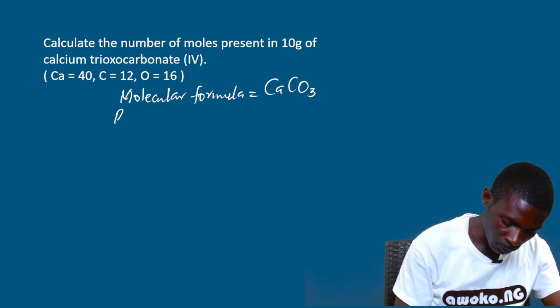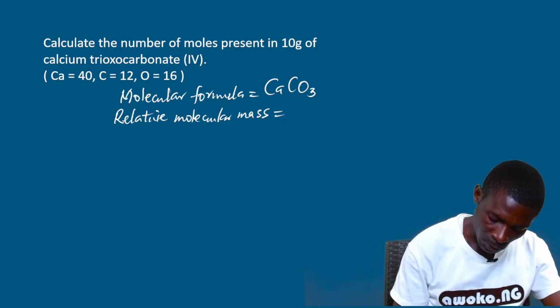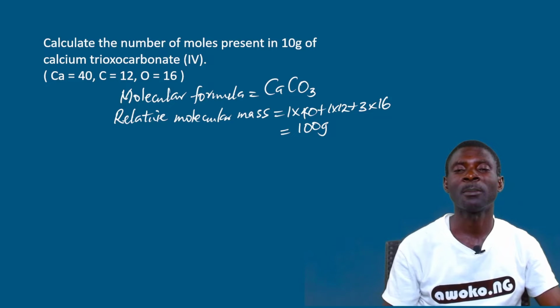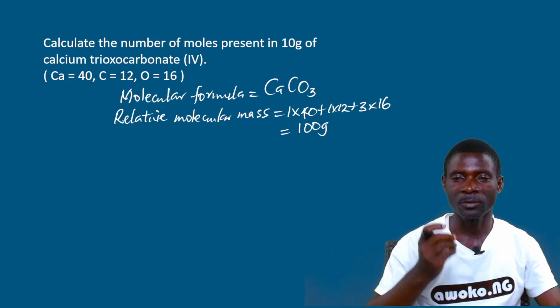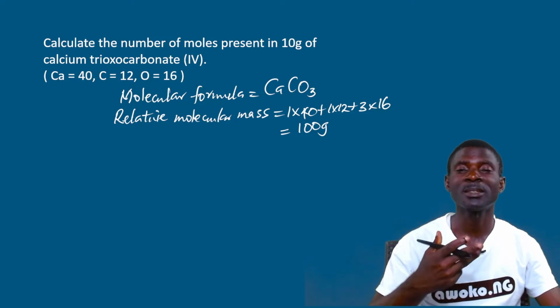Next thing we'll do is to look for the relative molecular mass. Of course, this will give us 1 multiplied by 40 plus 1 multiplied by 12 plus 3 multiplied by 16. All these together will give us 100 grams. So that is the relative molecular mass of calcium trioxocarbonate 4. So having calculated that, we can now look for the number of moles that is present in 10 grams.